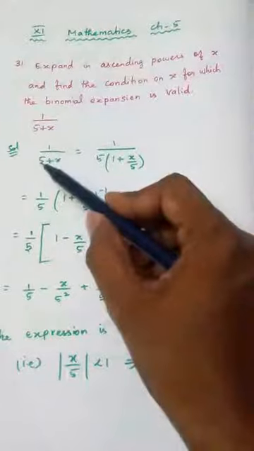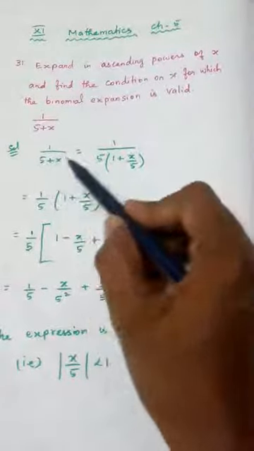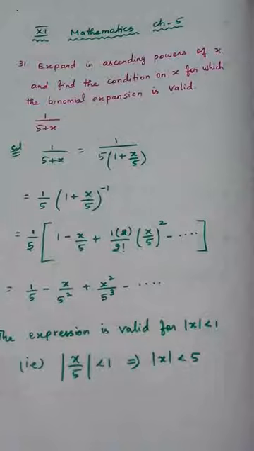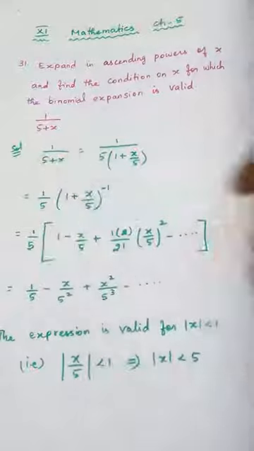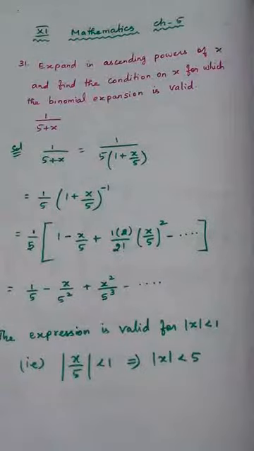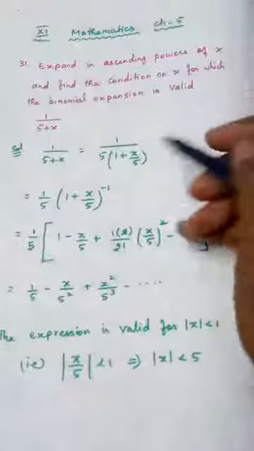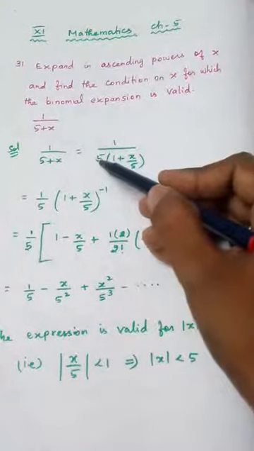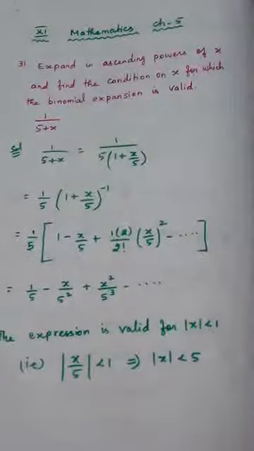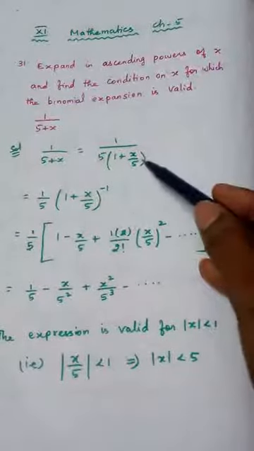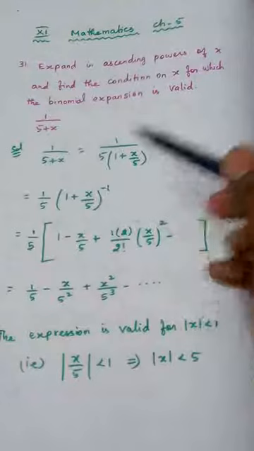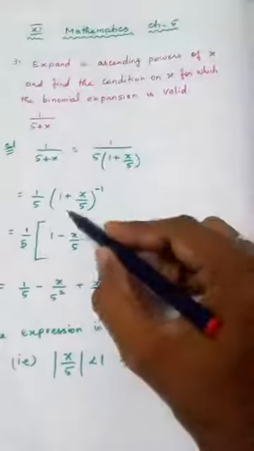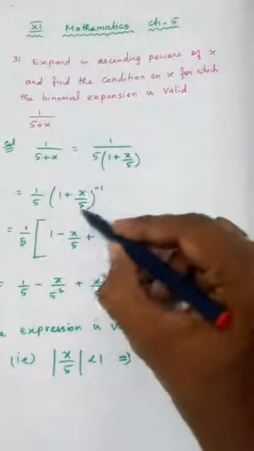Suppose instead of taking 5 as common here, if I take x as common, what will happen? Can you guess? 1 plus 5 by x, like that it will come. But the common thing that we have taken is 5, so 1 plus x by 5, like that it comes. Bringing this denominator to the numerator, it will become power minus 1. Now this is clearly in a formula.